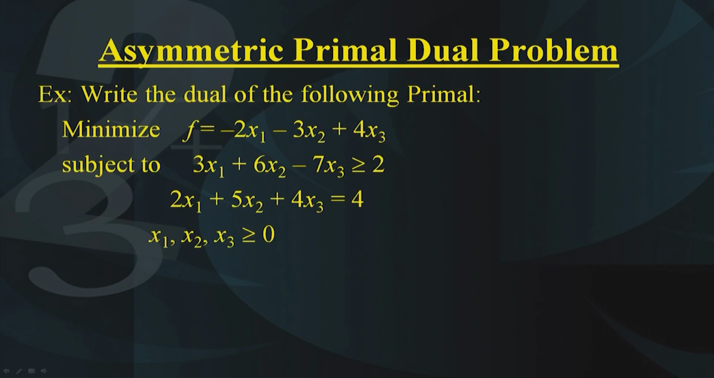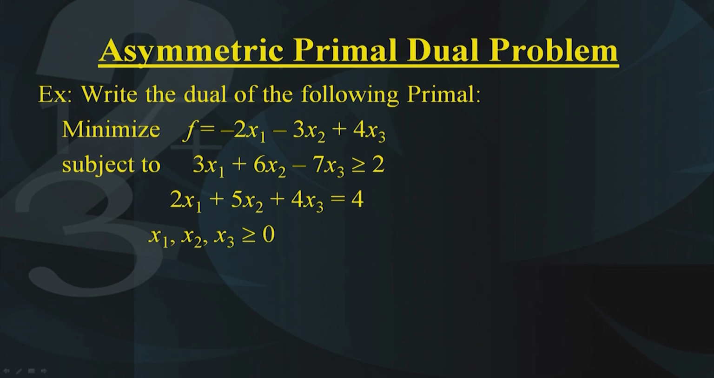So, the first thing we need to learn is the definition of an asymmetric primal dual problem. This can be understood with the help of the following example. Suppose we have to write the dual of the following linear programming problem, that is, minimize f which is equal to minus 2x1 minus 3x2 plus 4x3.